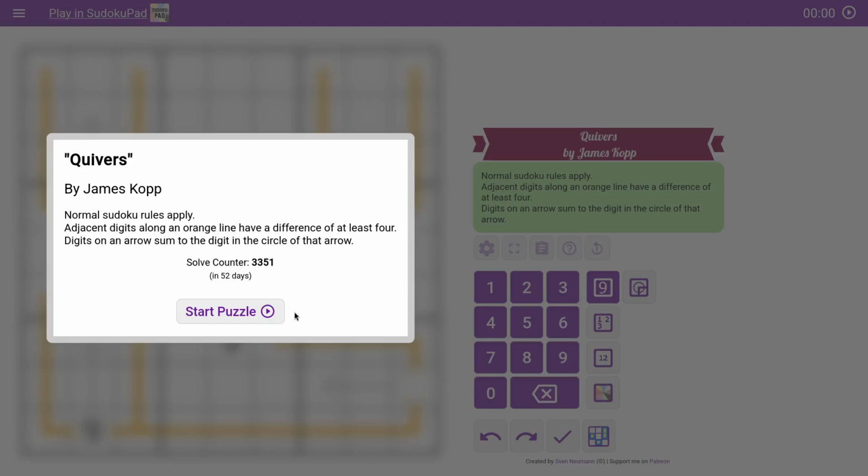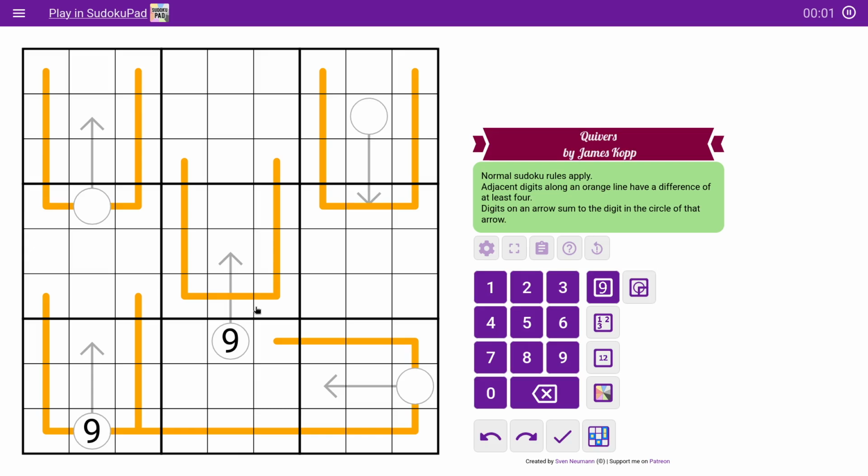Hi, we're going to do another variant Sudoku. This one has a nice and simple list of rules, mostly concerning this orange line, where consecutive digits on the orange line have a difference of at least 4. I think that's sometimes called Dutch whispers rules.